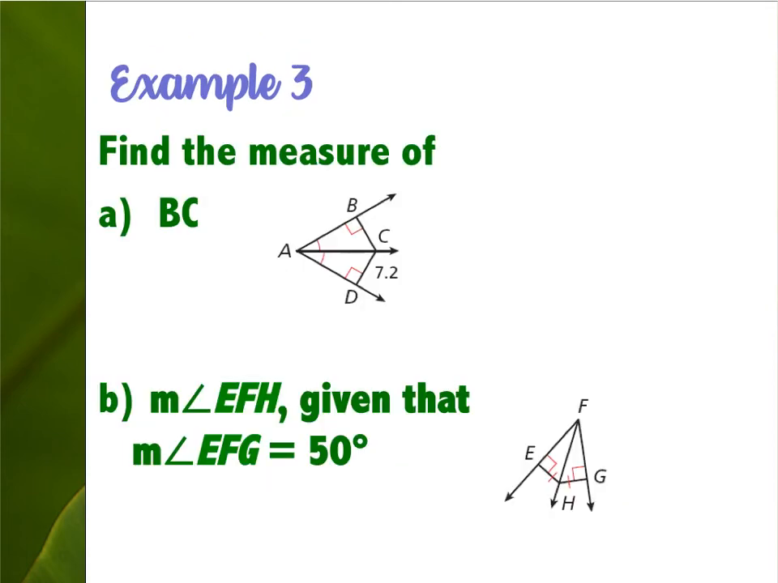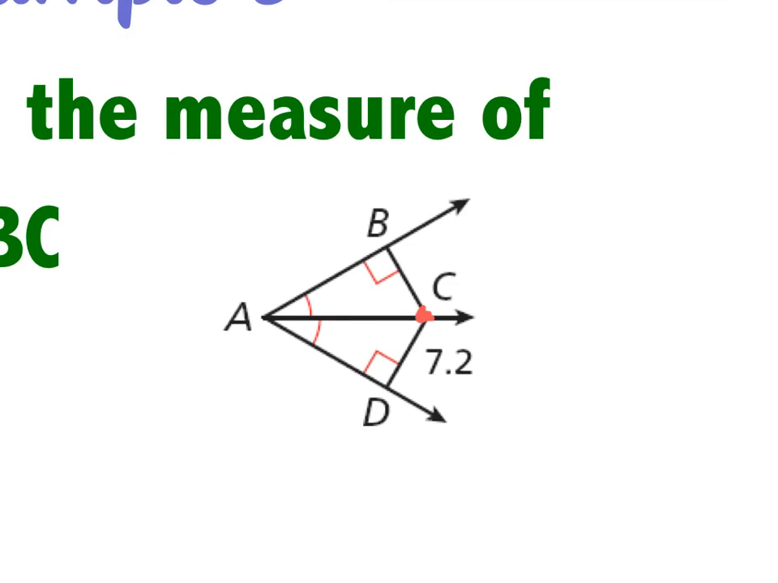So let's look at example 3. Find the measure of BC. So if C is on the bisector, and we know it's on the bisector because it's cutting this angle here in half, then BC is going to be equidistant as CD. So what is BC? 7.2.